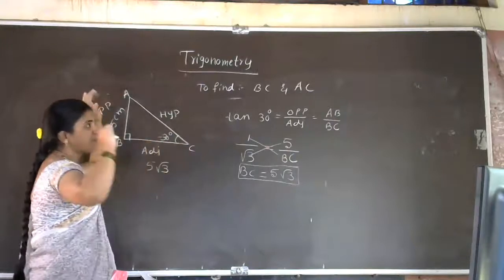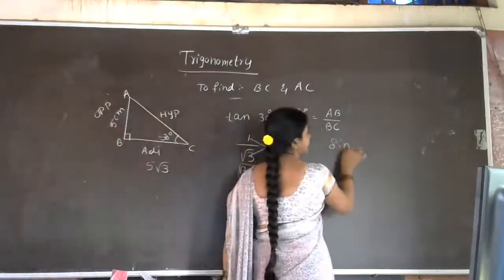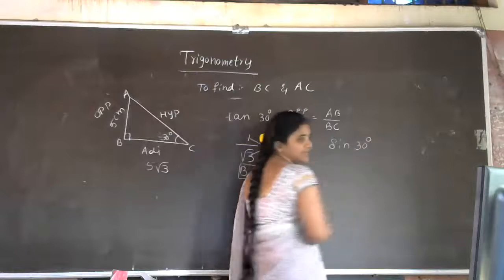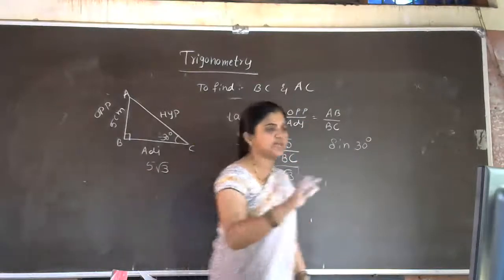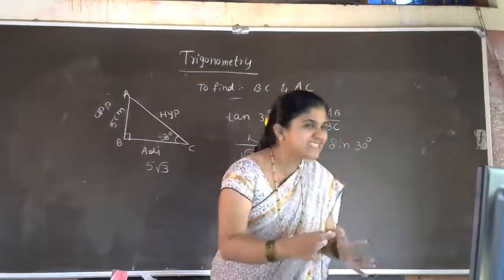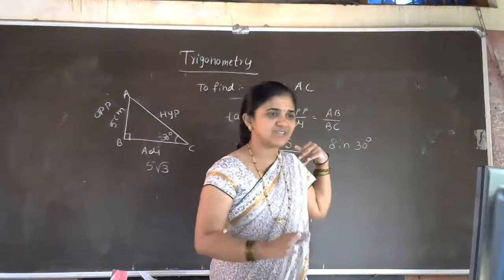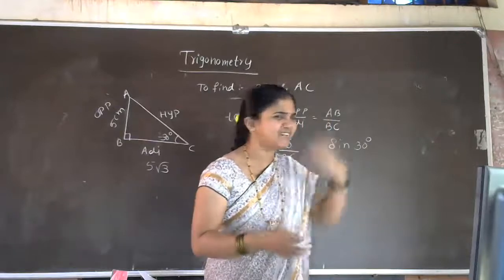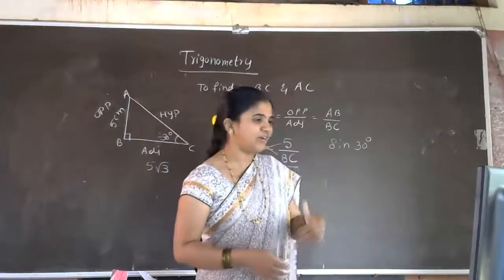For that, opposite by hypotenuse, in the sense sine 30 degree we can choose. Some students are telling Pythagoras theorem also. Yes, Pythagoras theorem also you can apply, but the easiest method is applying sine 30 degree. That is your choice. In that you can easily cover opposite by hypotenuse. Opposite is given. We have to find out hypotenuse.